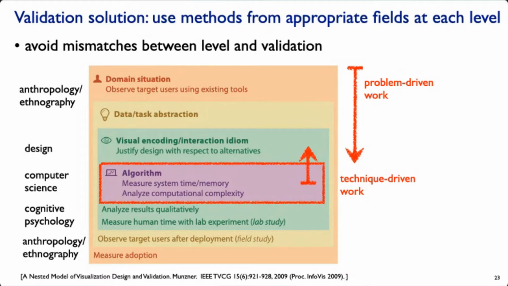Or they try to validate something where they have an abstraction, but if you try to validate an abstraction with a lab study, you're usually telling the people what to do in the lab. It's usually more appropriate to validate abstractions with field studies where you actually deploy it and look at real-world usage, where the people themselves choose how and when to use it rather than doing what they're told in a lab. So getting these alignments right is one interesting thing that the nested model can help you think about.